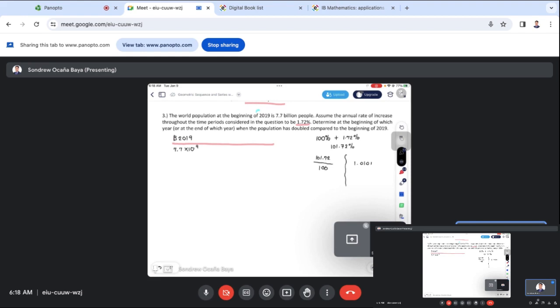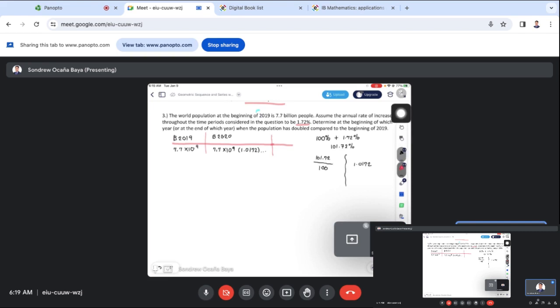Sorry. I'm so sorry. As a decimal, or as a rational number rather, we can write this as 1.0172. So if you try to analyze it, to get the next value, at the beginning of 2020, the value would be computed as 7.7 times 10 power of 9 times 1.0172, and so on. Okay? And that's it.